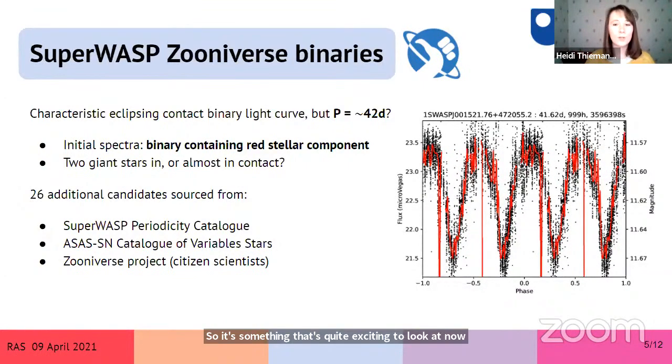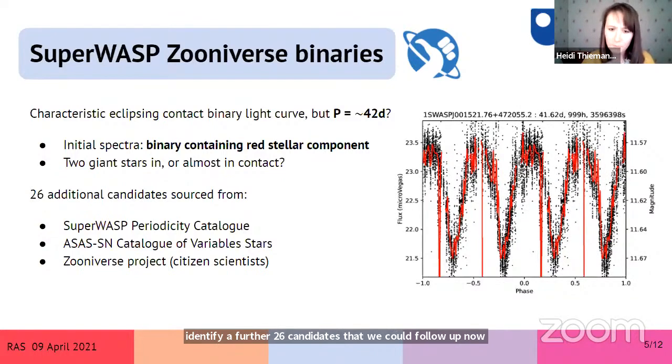Now, one object and one spectrum isn't really enough to have much to go on, so our next step was to identify similar objects in catalogue data. We searched the SuperWASP periodicity catalogue and other catalogues like the ASAS-SN catalogue of variable stars, and we enlisted the help of our Zooniverse volunteers to identify a further 26 candidates that we could follow up.